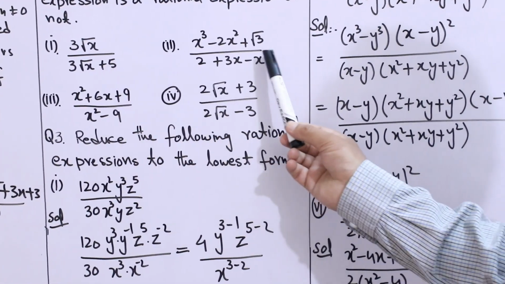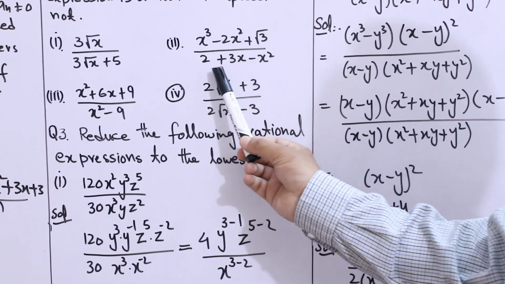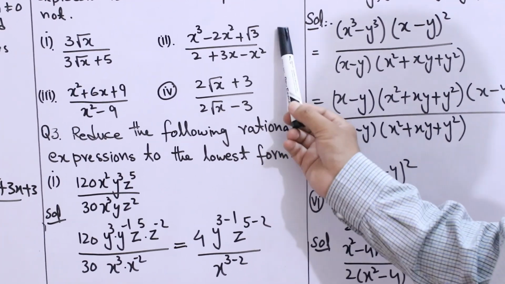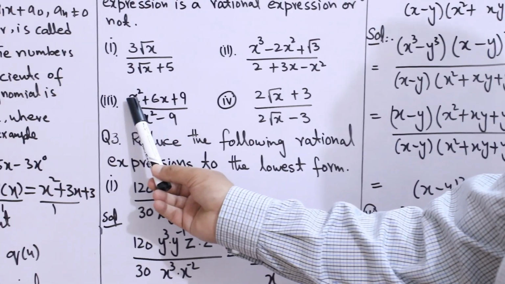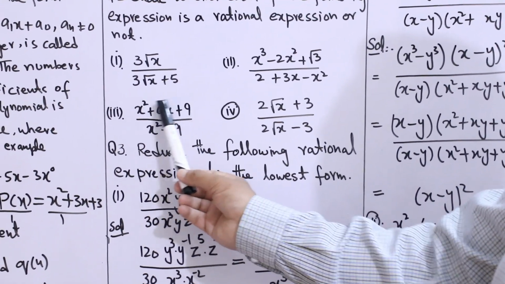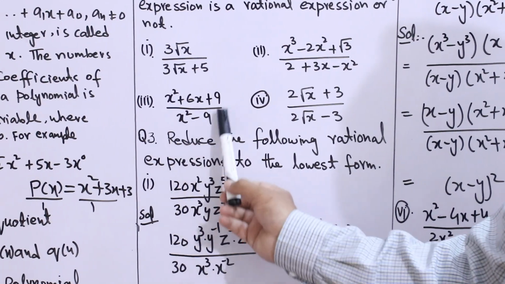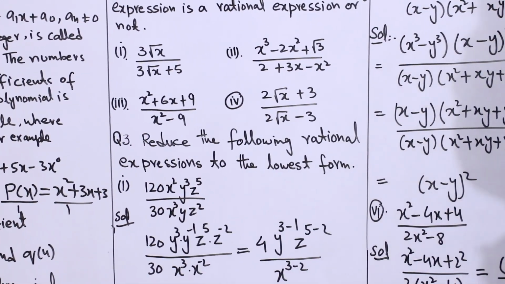Here this is a polynomial of degree 3, this is a polynomial of degree 2, so this is a rational expression. Here this is also a polynomial of degree 2, this is also a polynomial of degree 2, so this is a rational expression.